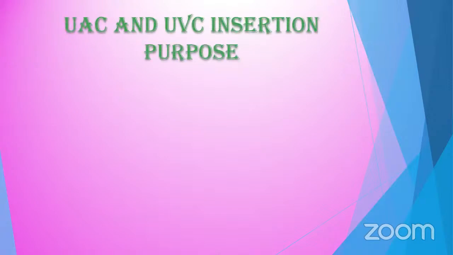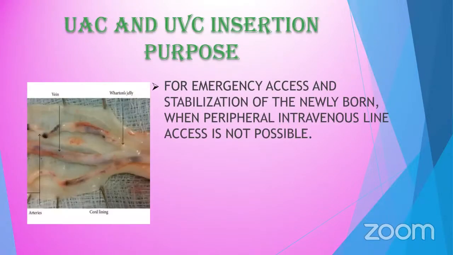So UAC and UVC insertion purpose. As you can see in the pictures, there are two arteries and one vein. The vein is in the middle and then both sides are the arteries. Then there is the Wharton's jelly and then the cord lining.